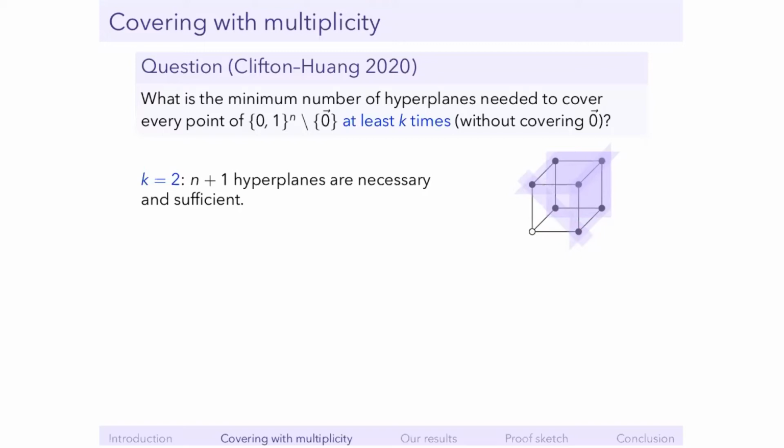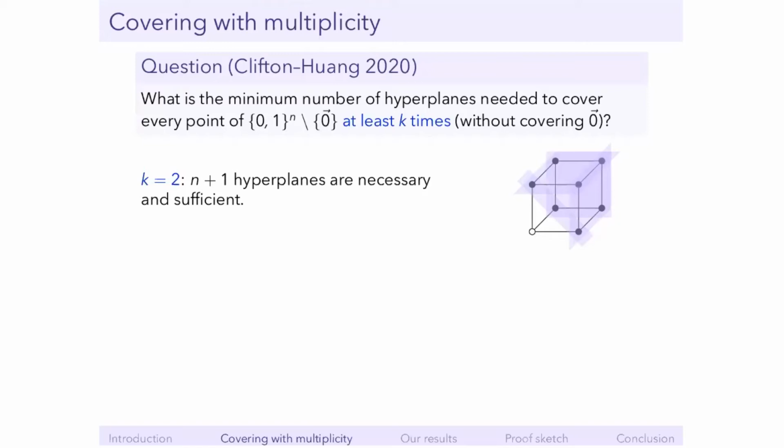Additionally, you can see that n plus 1 hyperplanes are necessary just because of the Alon-Füredi theorem. Because if I take any such configuration and I delete one hyperplane, I'll still be covering every point at least once. And by the Alon-Füredi theorem, I needed at least n hyperplanes for that. So if I add back the one I deleted, I need at least n plus 1. So this is a simple example. When k equals 2, this question is pretty easy. But Clifton and Huang studied this question in greater generality.